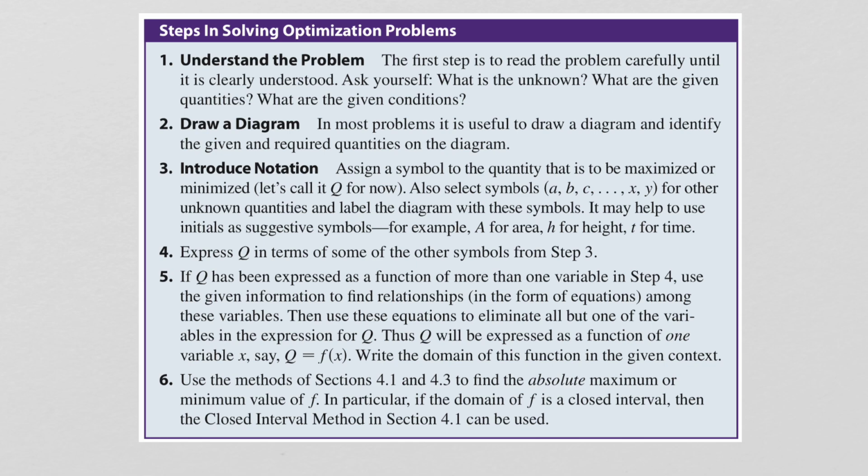And lastly, we will use the methods that we learned in previous sections to find the absolute maximum or minimum value. The best way to understand optimization problems is to just do some examples. So let's take a look at our first example.